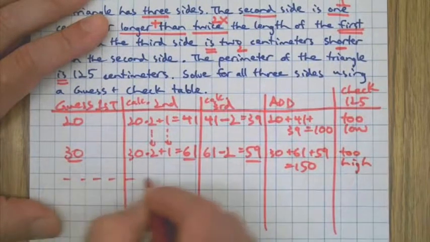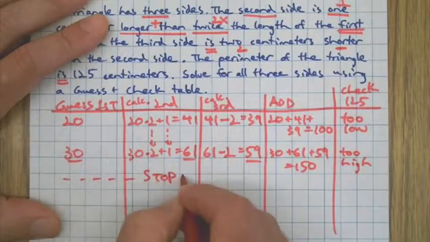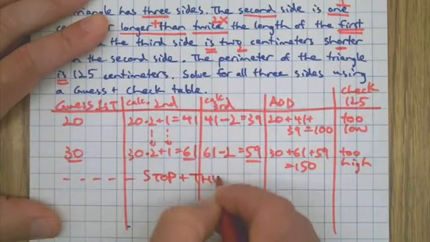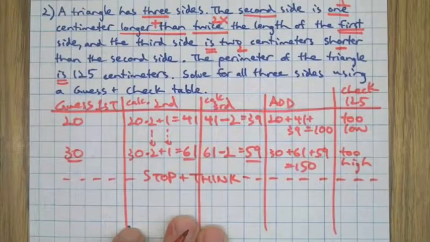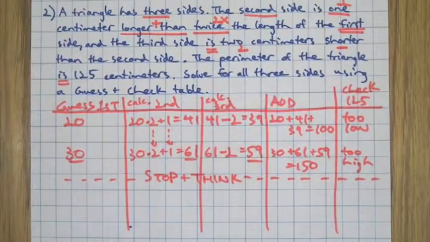Stop and think. Okay, now this is interesting. I already see something happening here. Now the stop and think step, you can be as creative as you want with this because your goal is just to see a pattern. Algebra is about observing patterns and representing those patterns with math, okay? So what do you notice here?